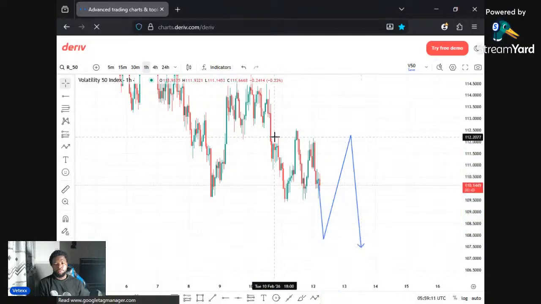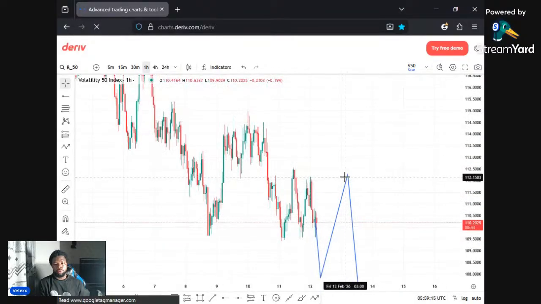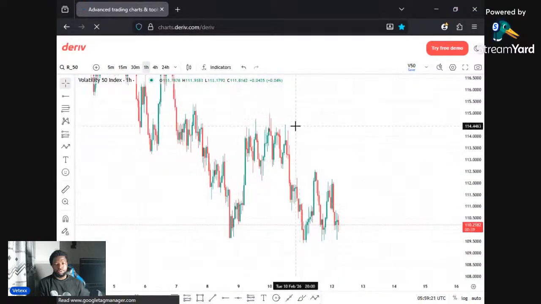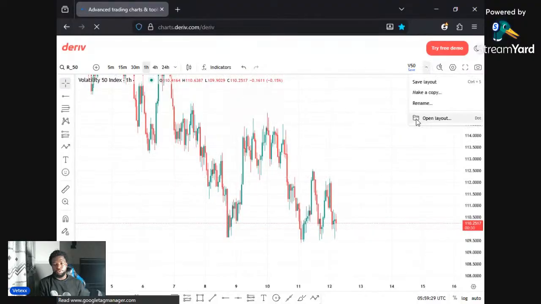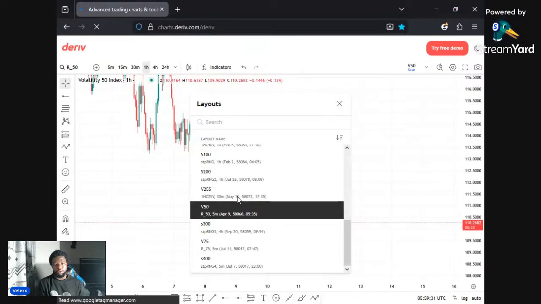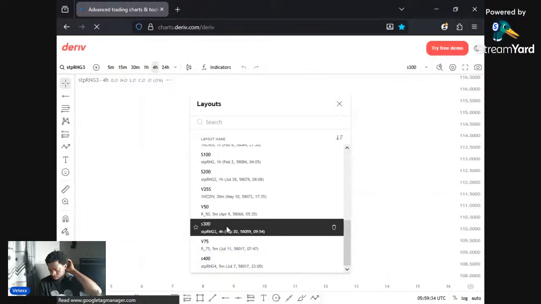So this becomes sweep structural liquidity protected high. So let's anticipate price to break the structure. Then we'll have a beautiful sell to hold on to. Okay, so this is what we are anticipating currently. So currently we don't have anything on V50. So check the next pair, which is Step 300.